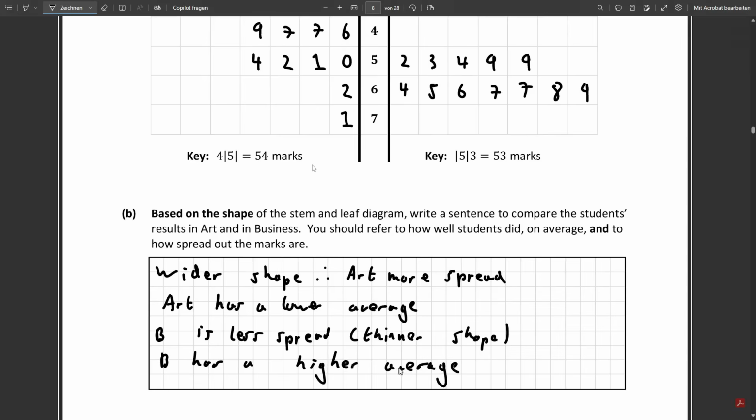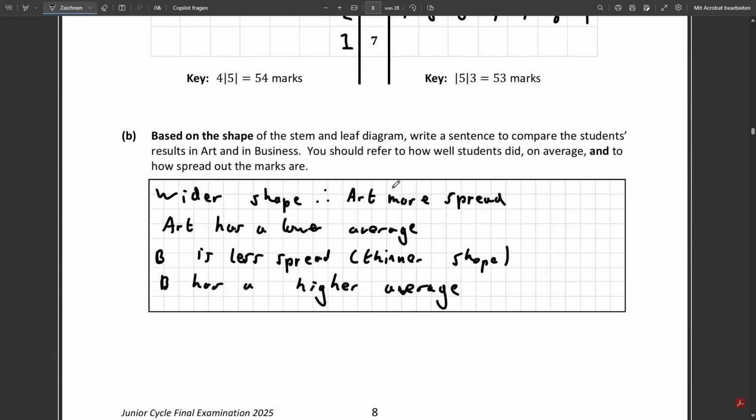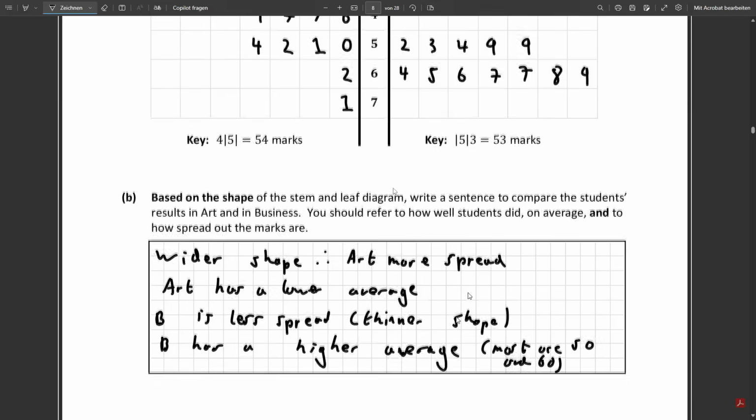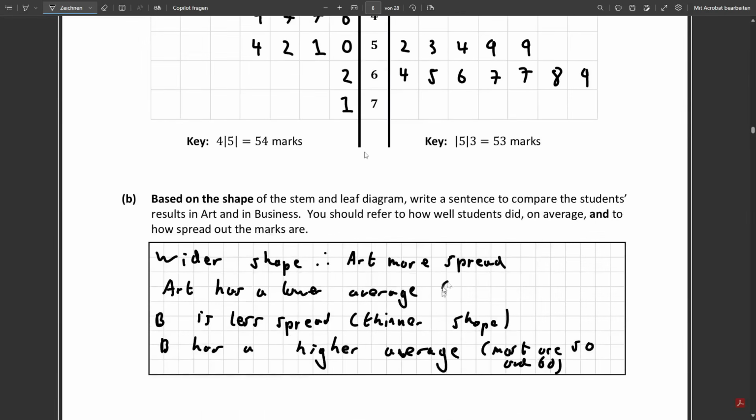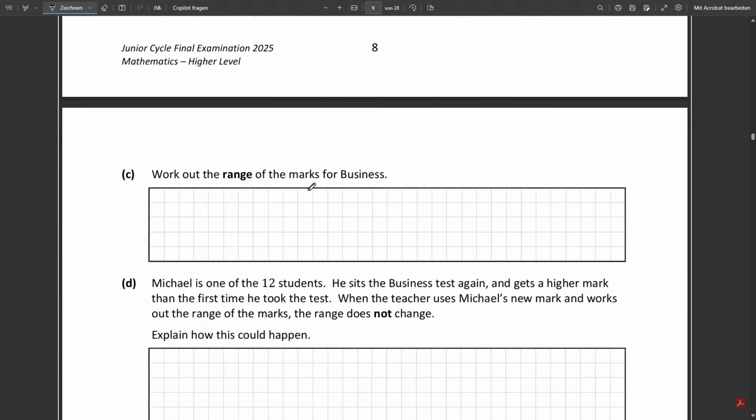Because you can see they're sticking out there. You can try to describe that they're sticking out more on the higher numbers. I guess you could say most are 50s and 60s, but here most are 40s and 50s, because it's not exactly 40 and 50, just in the 40s and 50s.